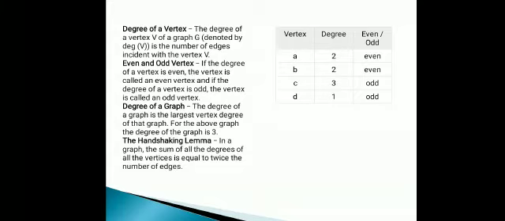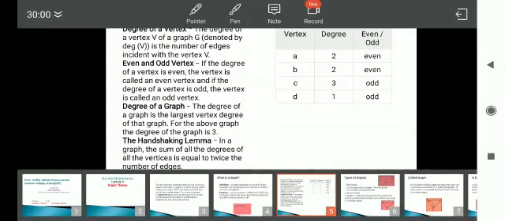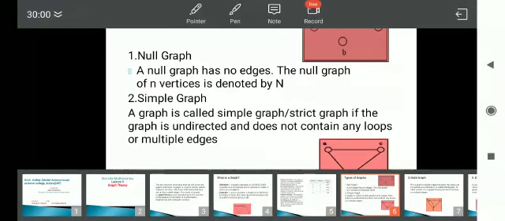Next, the handshaking lemma. In a graph, the sum of the degrees of all the vertices is equal to twice the number of edges. It is called the handshaking lemma. In the next slide, I will explain how many types of graph we can use. That means types of graph.